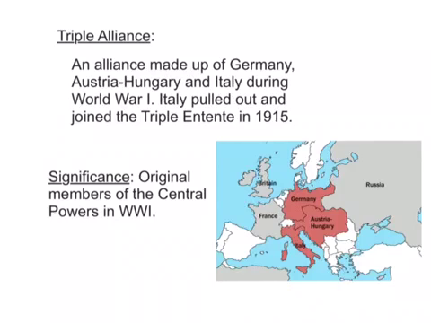Our next key term is the Triple Alliance. This was an alliance made up of Germany, Austria-Hungary, and Italy during World War I. Italy later pulled out and joined the Triple Entente in 1915. So the significance is that this was the original members of the Central Powers in World War I. Make sure you're either writing the significance, using key terms, or drawing a picture in the far right-hand side of your vocabulary chart.